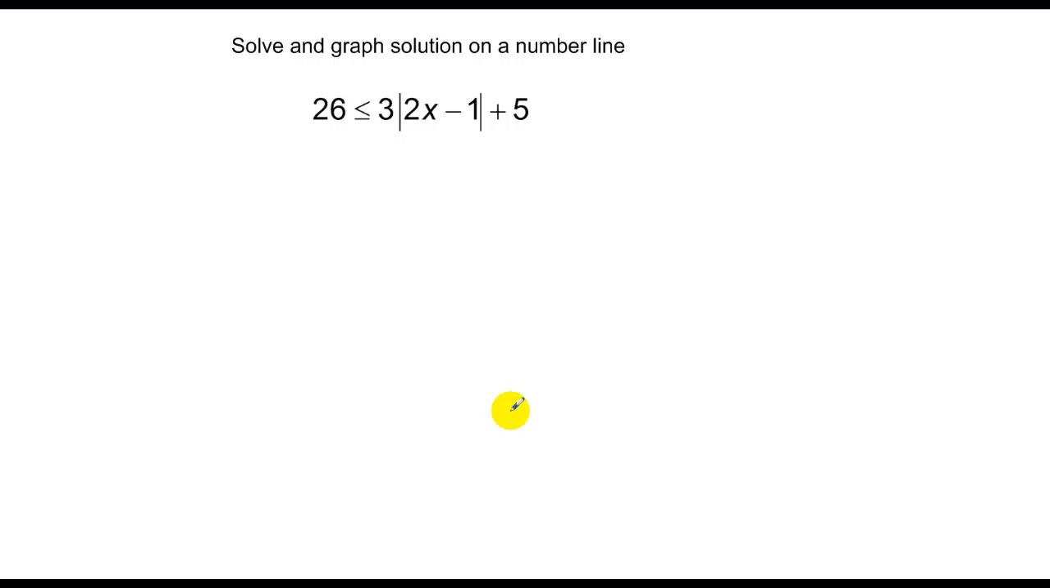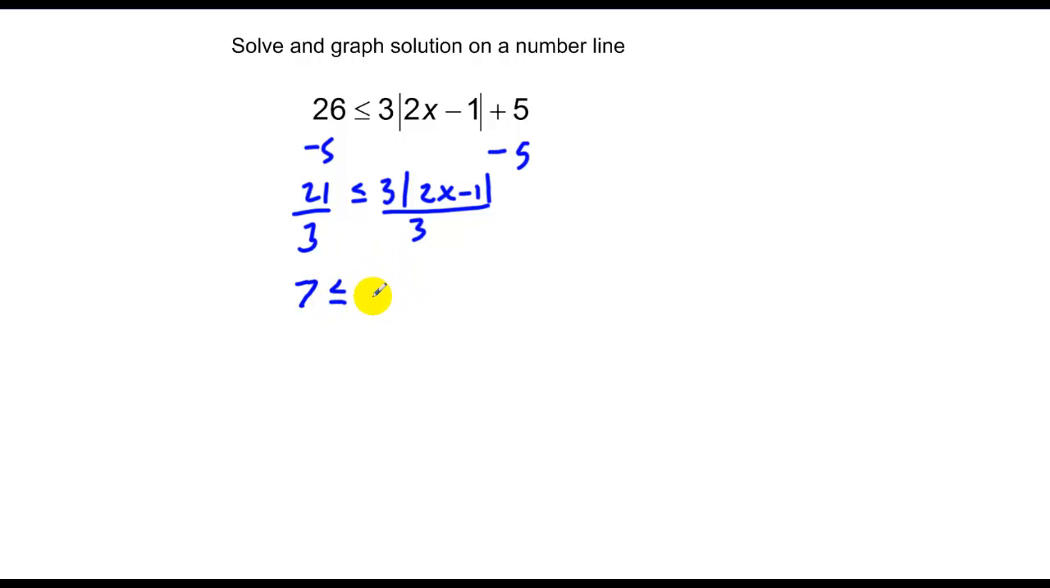Another similar problem, except I've got two things going on now. I have an addition of 5 and a multiplication of 3. I need to isolate the absolute value before I get going. I subtract 5 to both sides, which gives me a 21. I divide by 3 to both sides. Giving me a 7 and the absolute value of 2x minus 1. Now again, start reading from the absolute value or the unknown. The unknown is greater, so this is an or problem.